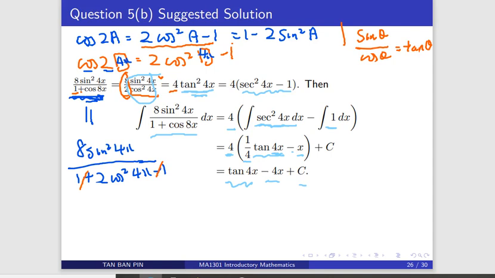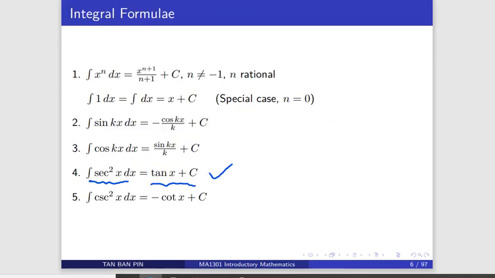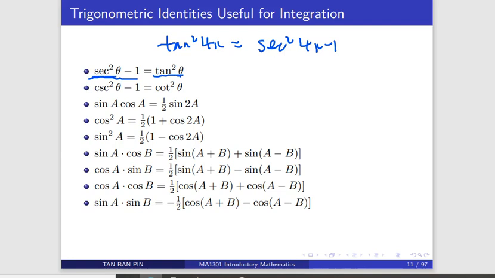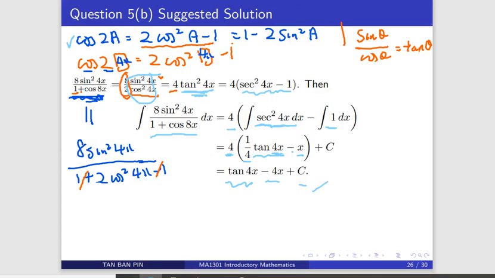So for this type of question you need trigonometric identities. You observe that because the angles are 4x and 8x, which is double, you think of the cosine 2a formula. After that, since you get tangent squared which you can't integrate, you have to change it to secant squared x minus 1 so that you can use this formula. So you have to know tangent squared has to change to secant squared. With that you can solve this type of question.